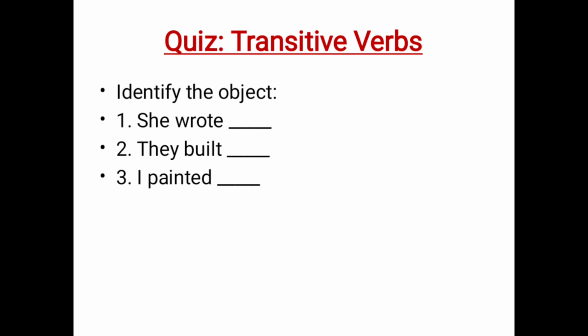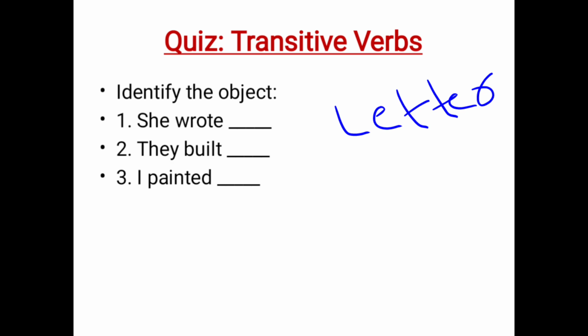Transitive verbs quiz. Identify the object. She wrote. She wrote what? Now the sentence is incomplete. You have to put an object. So the object should answer: she wrote what? She wrote a letter.